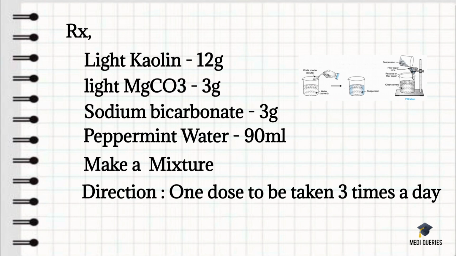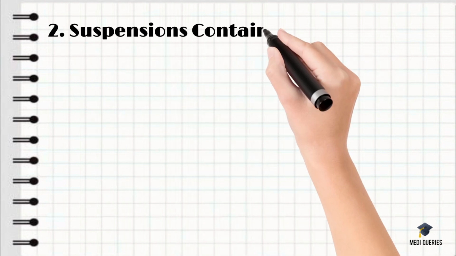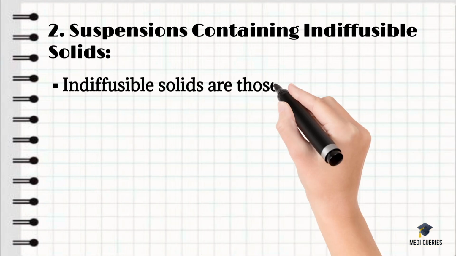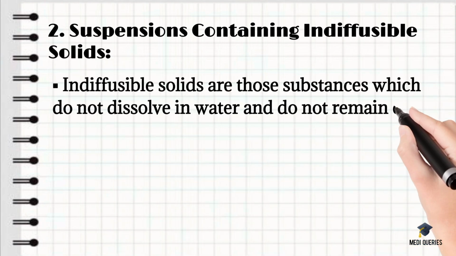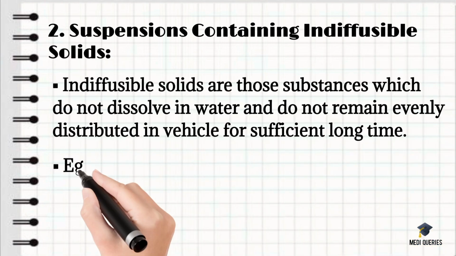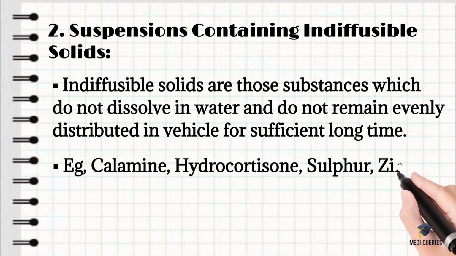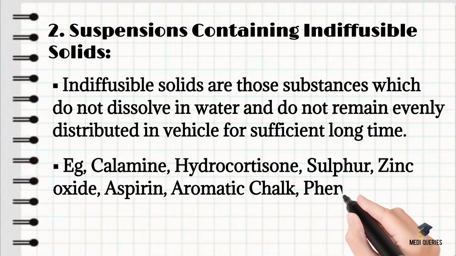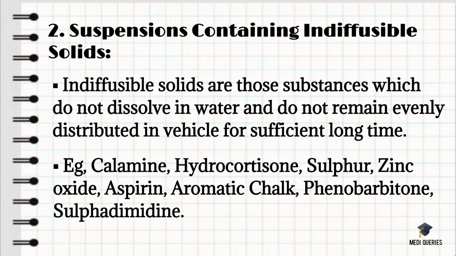The next type of suspension is suspensions containing indiffusible solids. For this also we will see the general method of preparation and one example. Indiffusible solids are substances which do not dissolve in water and do not remain evenly distributed in the vehicle for a sufficiently long time to ensure uniformity of the dose. So we need to incorporate a suspending agent for this type of formulation.